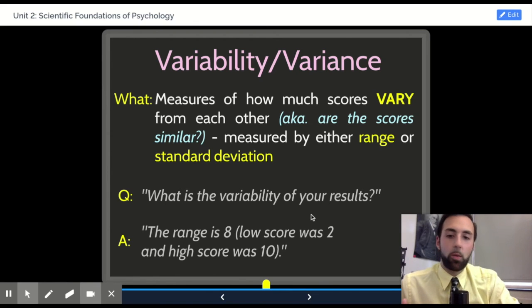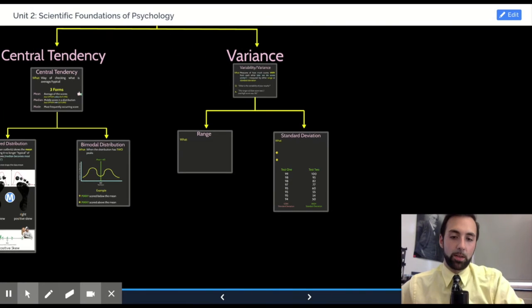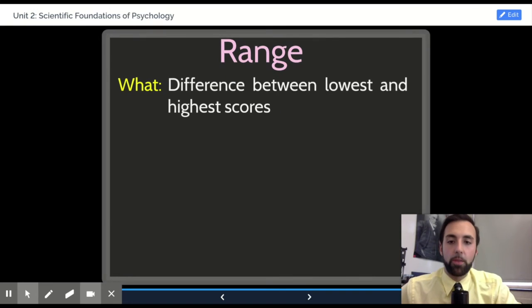So if you ever see the question, like, what is the variability of your test scores or your control group or your experimental group? There's 2 ways to approach that. You either can tell the person the range, or you can tell them sort of an approximation of the standard deviation. We'll start with the easy one. We'll start with range, because it's likely a term that you've heard before.